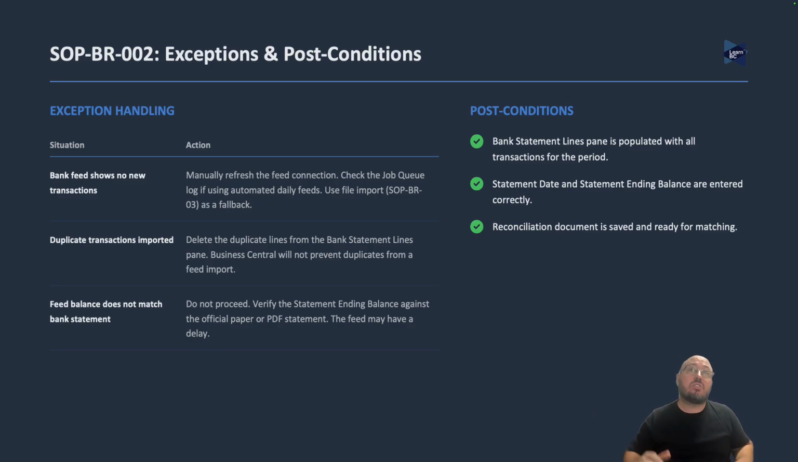So the post conditions: the statement lines pane is populated with all the transactions for the period, the statement date and end date balances are entered correctly, and the reconciliation document is saved and ready for matching. So the idea here is I walk in, I want my statement data. If you're using it the Australian way, you walk in, your statement's already there and you just do them. If you're overseas, you click import within the statement rec you've created and it will load the transactions. Let's go take a look at Business Central.